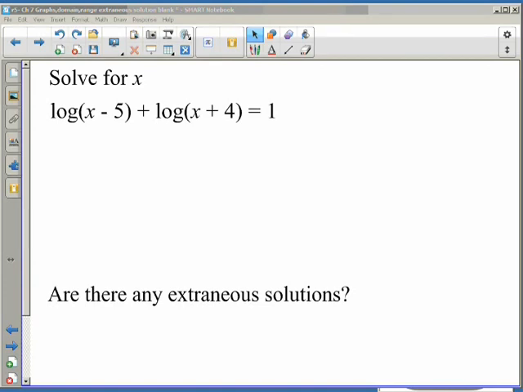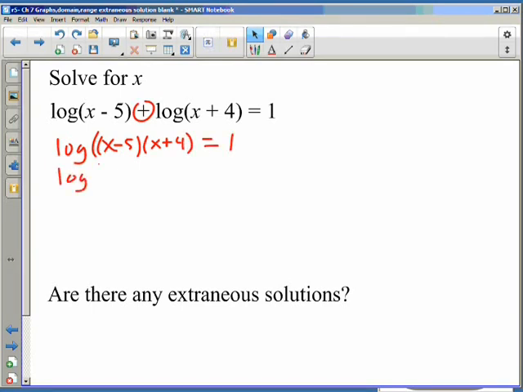Okay. First, we'll apply our property about adding logs. It allows us to multiply the arguments as a single log. And then we can FOIL this out and get x squared minus 5 plus 4 is minus 1x minus 20. And we've simplified this down as far as we can go. Now we're ready to write it as an exponential. So 10 to the 1 will equal our argument, which just means it equals 10.